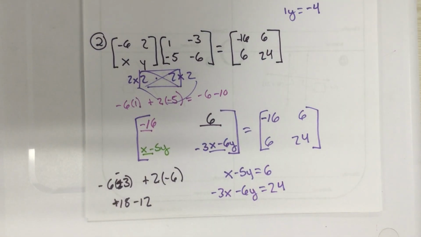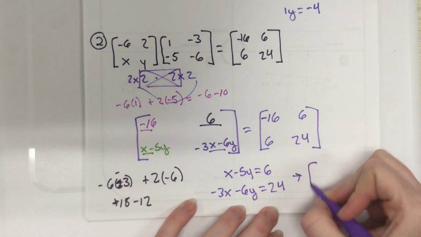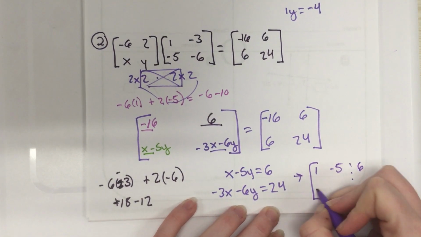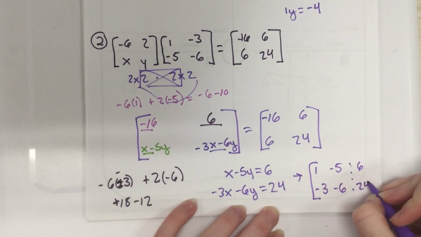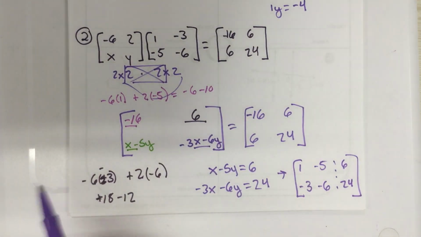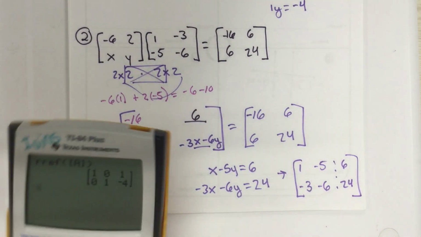Now, if you want, you can go ahead and do what we did in 8.1 and solve your system using elimination or substitution or whatever. I, however, am going to transform this into a matrix. That's 1, negative 5, 6, and negative 3, negative 6, 24. And I'm going to type that in my calculator. I'm going to do reduced row echelon form, and I get my answer. Okay? And so let's go ahead and do that.